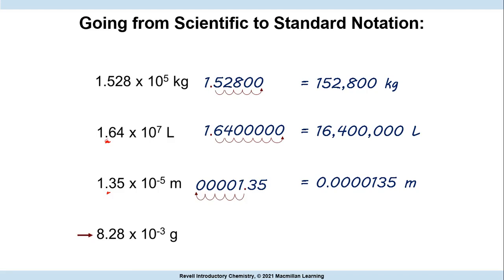Same thing for 8.28 times 10 to the power minus 3 grams. So let's first of all write out our 8.28. Now we are moving it 3 places, and that is to the left. So if we move 3 places, that is going to give us 2 zeros. So that is 0.00828 grams. So now you can conveniently move any big number that you have to standard notation or to scientific notation, depending on whatever question you've been asked.